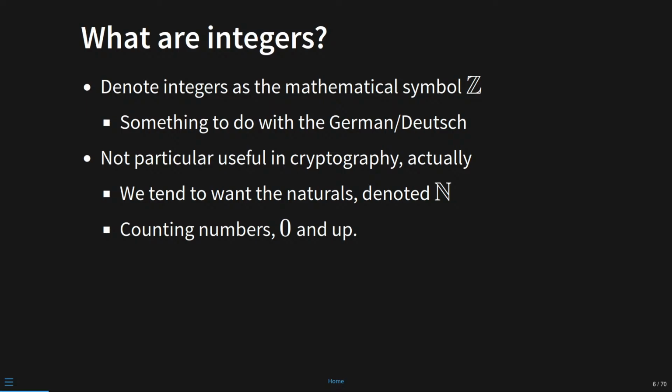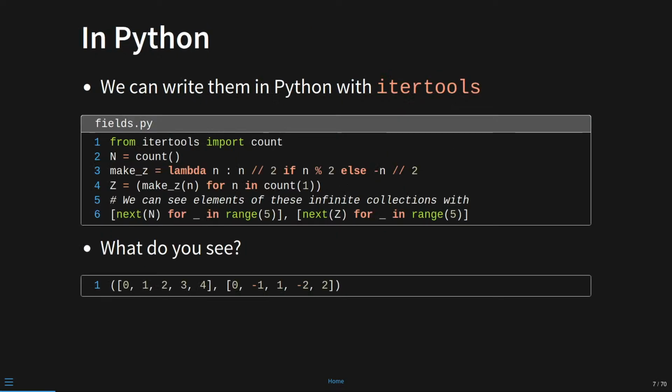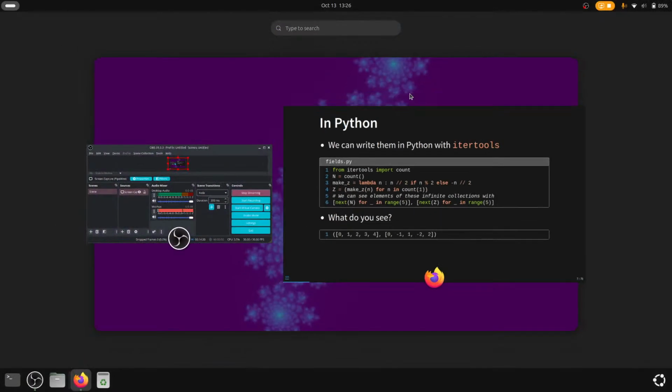These things look a lot like the integers and the unsigned integers in your favorite programming language, but they are not the same, and it is important how they are not the same. We can model them, even though we can't actually use them. So there is a way to refer to the natural numbers in Python with itertools, and I'll just go ahead and demonstrate this because it's fun to do so.